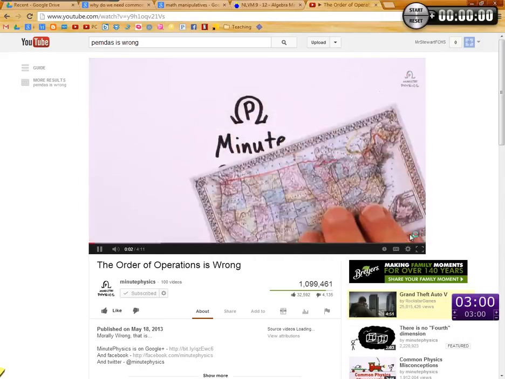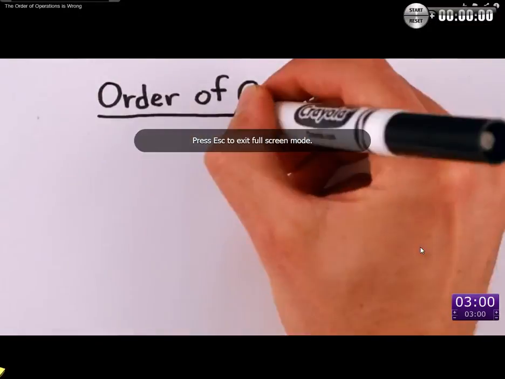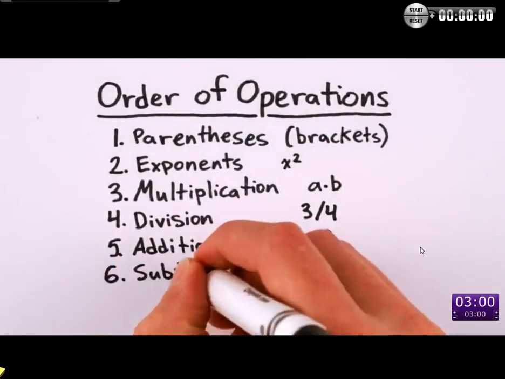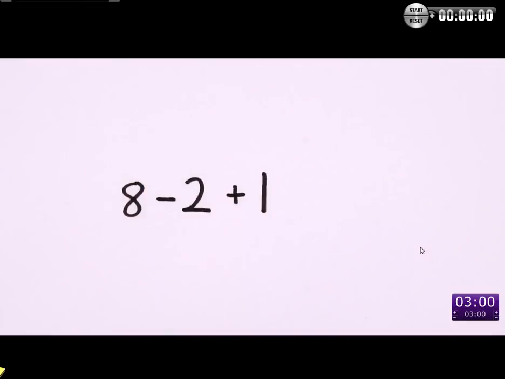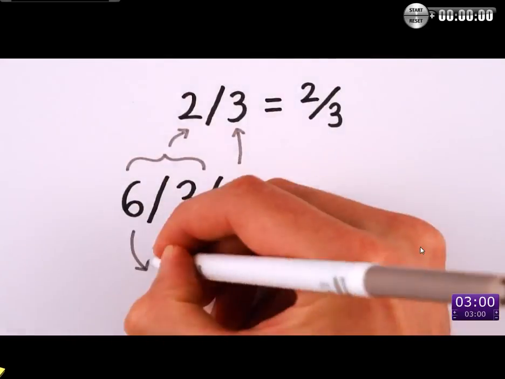If you went to elementary school in the US, or much of the rest of the world, you almost certainly learned about something boringly called the order of operations, a set of rules for whether or not you should do multiplication before addition or addition before subtraction to get the right answer on your math test. Except you don't always get the right answer, or even one answer. I mean, is 8 minus 2 plus 1 equal to 5 or 7? And is 6 divided by 3 equal to 2/3 or 6?